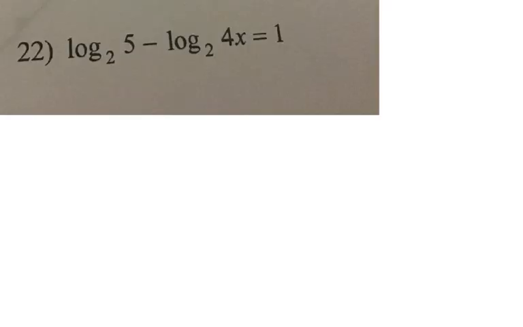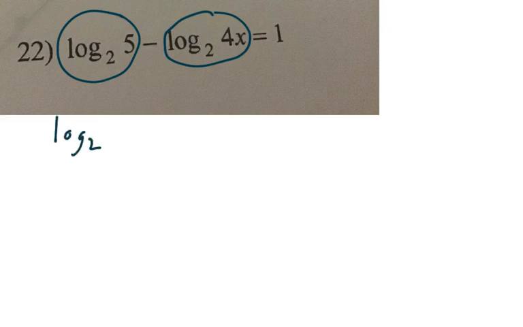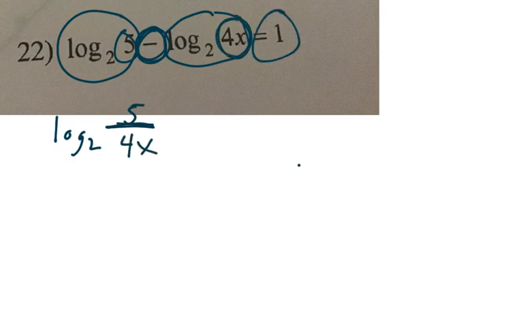So again, guys, notice how we have 2 log base 2s. Can't solve it if there's 2 of them. We need to condense it into 1. So I'm going to start by saying I have a log base 2. We have a 5. The minus there means we're going to divide. If that was a plus, we would times. But the minus means we're going to divide by this 4x. And it does equal 1.